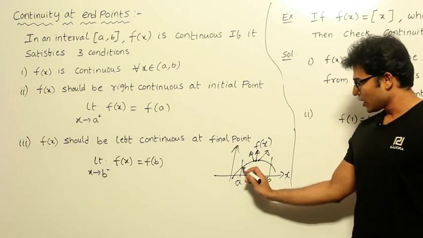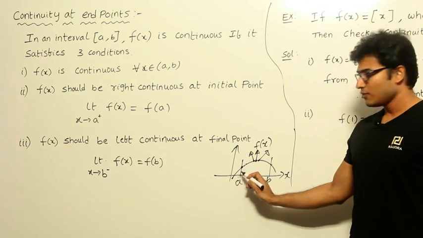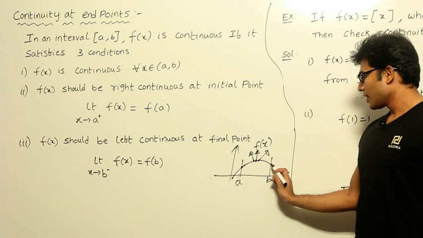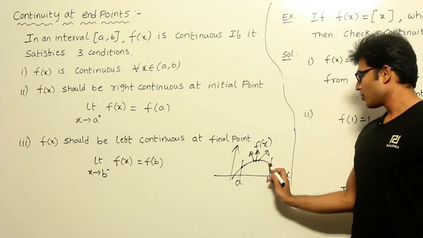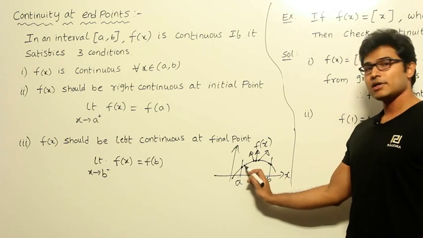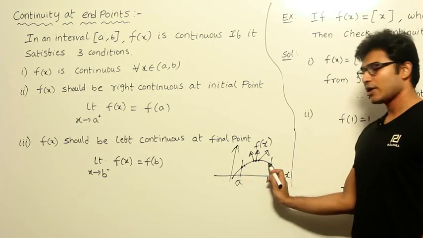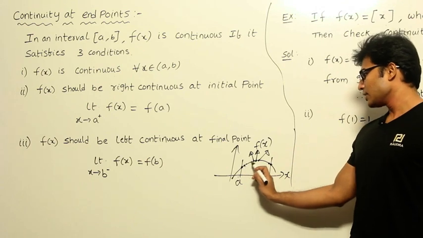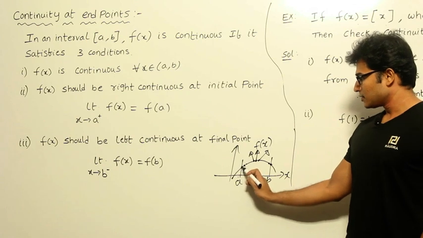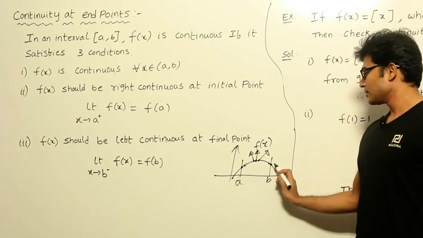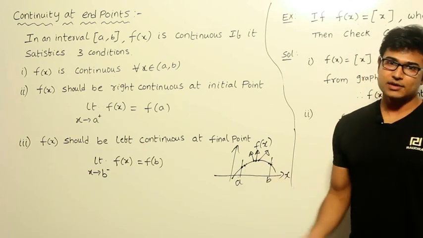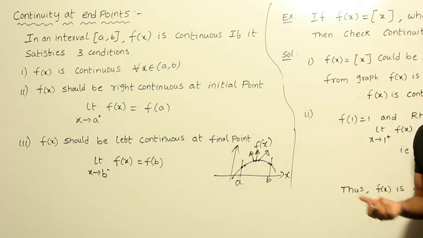Which means we have to find the value here, and that value should be equal to the value slightly to the right of it, and we should find the value at the final point, and that should be equal to the value slightly to the left of it. So we find the right hand limit at the initial point and the left hand limit at the final point, as well as check the continuity at all the points between them. If this value is equal to the right hand limit, that value is equal to the left hand limit, and it is continuous at all the points, we can say that the function is continuous over that interval.